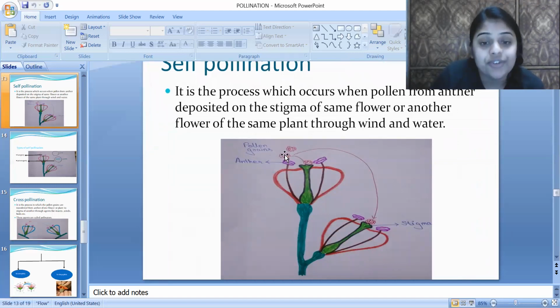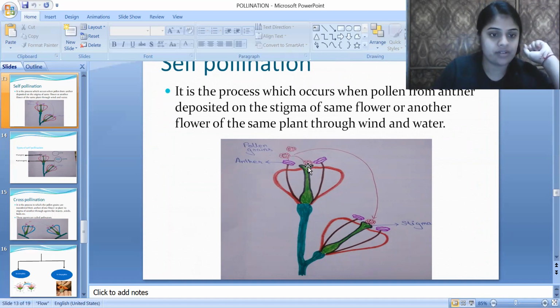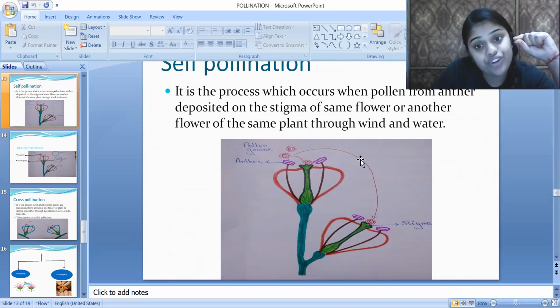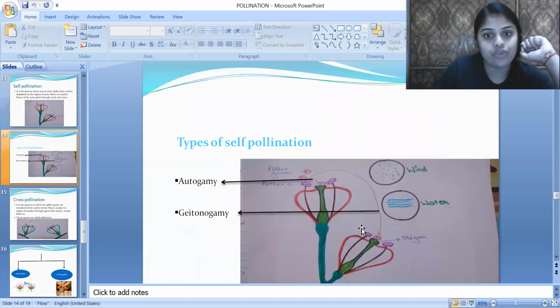Self-pollination occurs when the pollen grains from the anther get deposited on the stigma of the same flower, or when the pollen grains from the anther get deposited on the stigma of another flower of the same plant. I hope this is clear to all of you.